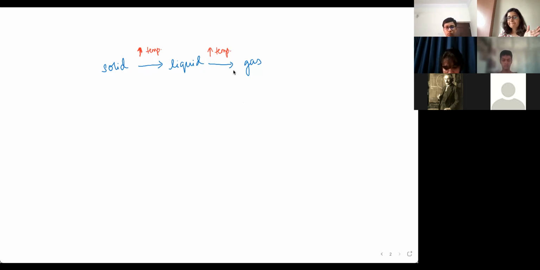Like ice becomes liquid water, and water becomes gas. Decrease the temperature, gas becomes liquid, and freezes to become ice. Absolutely, exactly. So that is with respect to temperature. Another thing you can use to do the same conversion is by manipulating the pressure.